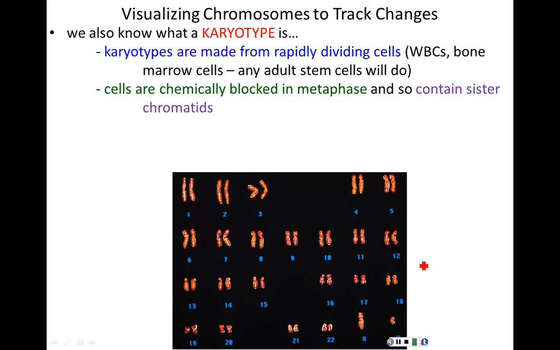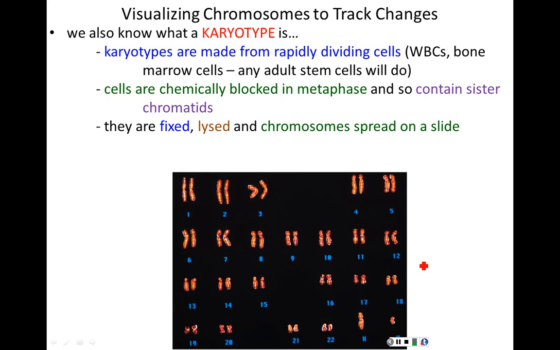So all of those cells get stuck in metaphase of mitosis. And think about what happens in metaphase. In metaphase, all the microtubules are attached to the chromosomes. The chromosomes are lined up at the center of the cells. Sister chromatids are still connected, right, because we haven't gone to anaphase yet, but the chromosomes are very, very compact and very dense, easy to see under a light microscope.